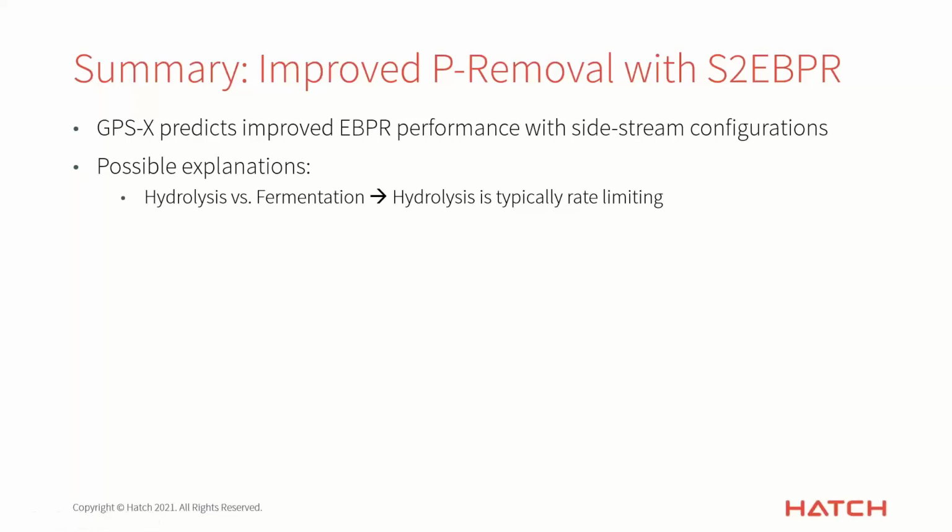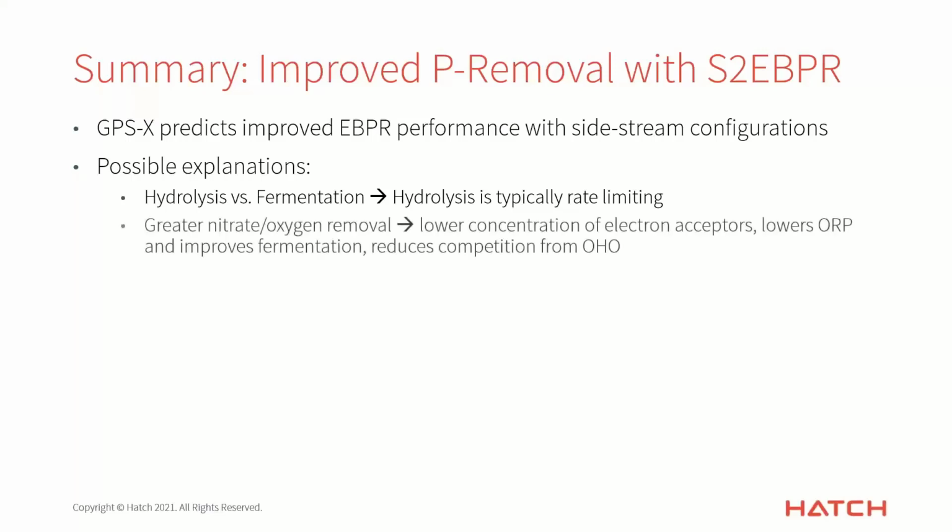So firstly, there's an improved hydrolysis that results from the longer overall anaerobic HRT, and this provides more substrate for the fermenters. So the fermentation is also improved, obviously, with this longer anaerobic HRT, but since hydrolysis is typically rate limiting, the overall process improvements are probably limited by the improvement in the hydrolysis.